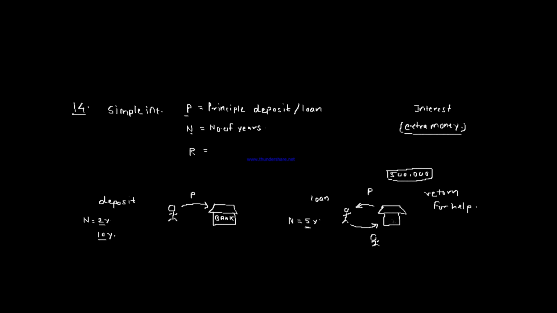The bank is claiming some extra money over the principal amount, and this extra money is called interest. So when I want to return the money to the bank, I have to pay the principal amount as well as the extra money, that is the interest, to the bank. And if I consider the deposit case, now the roles will be exchanged.